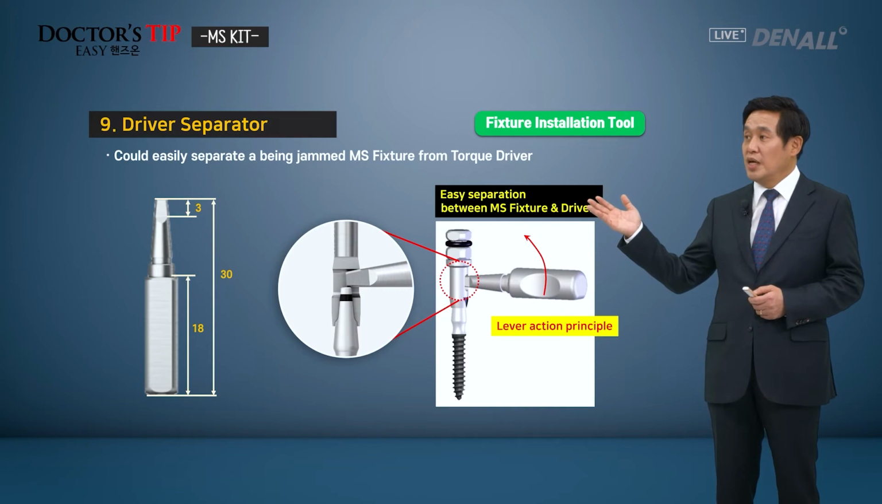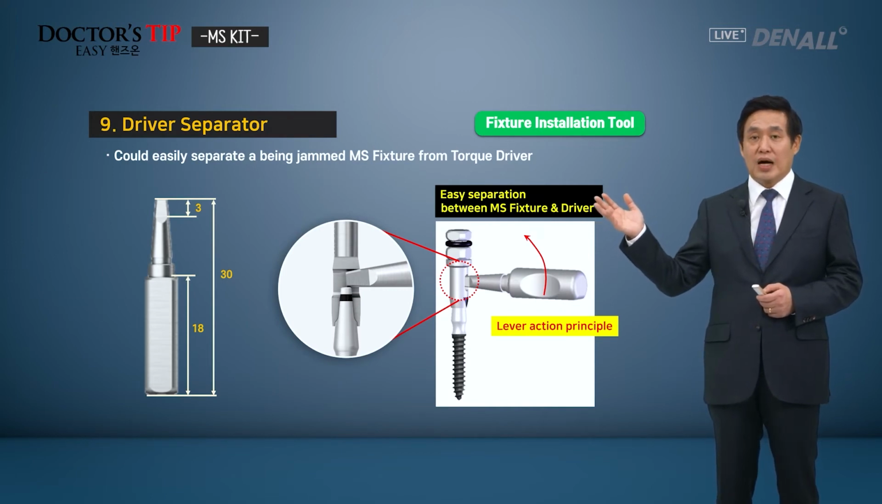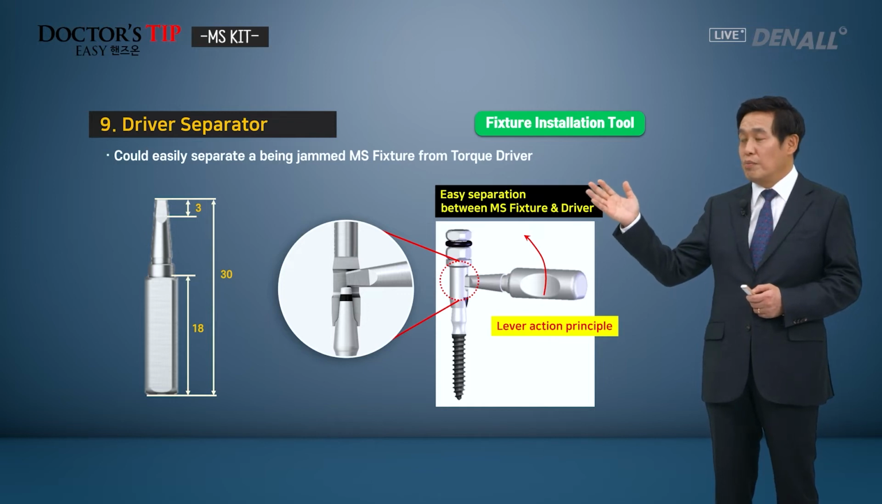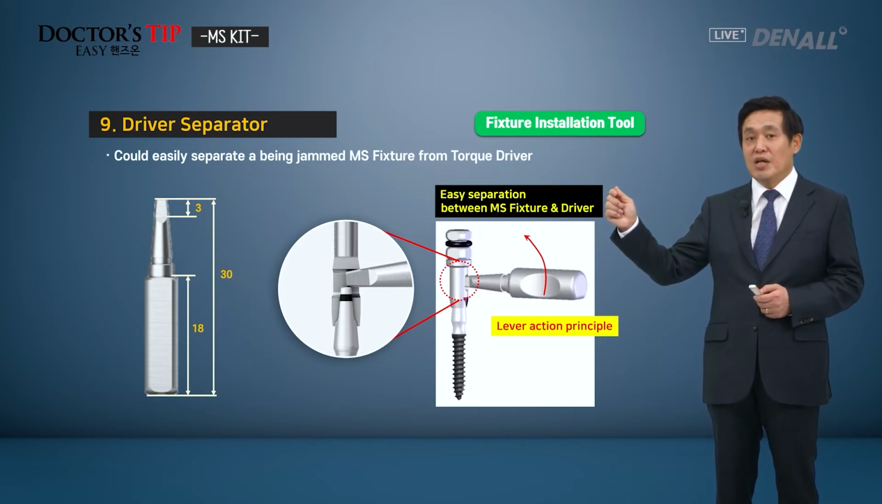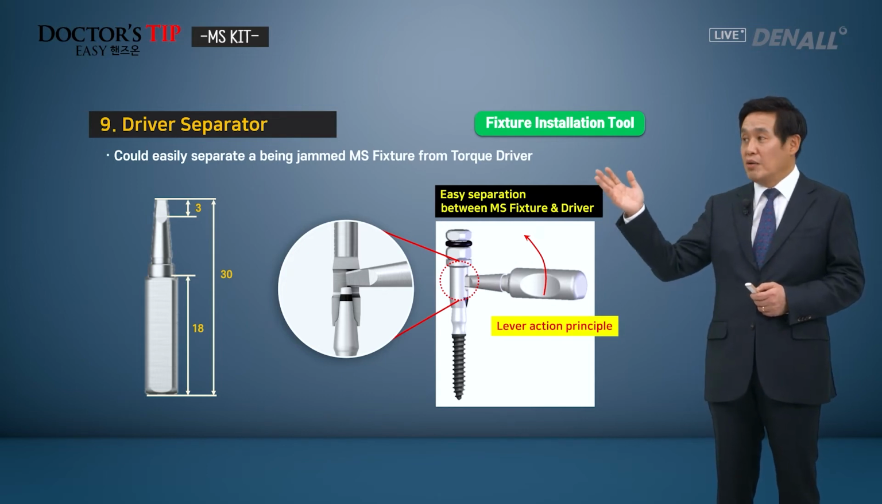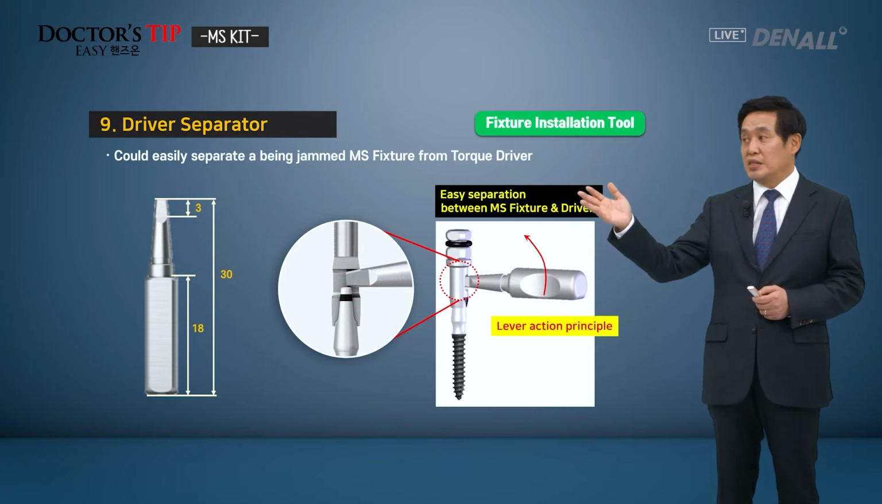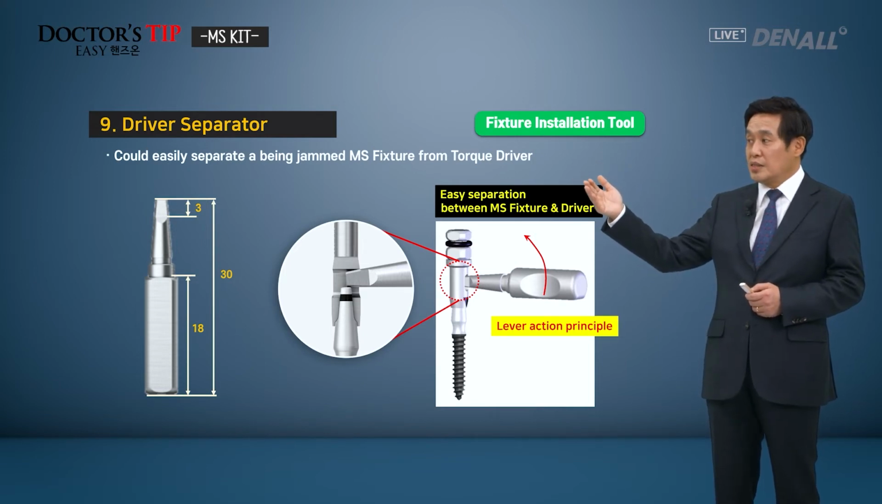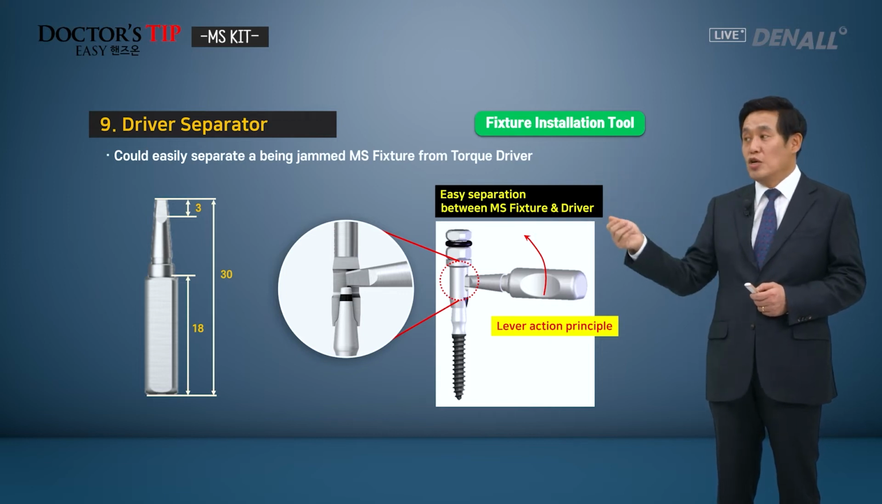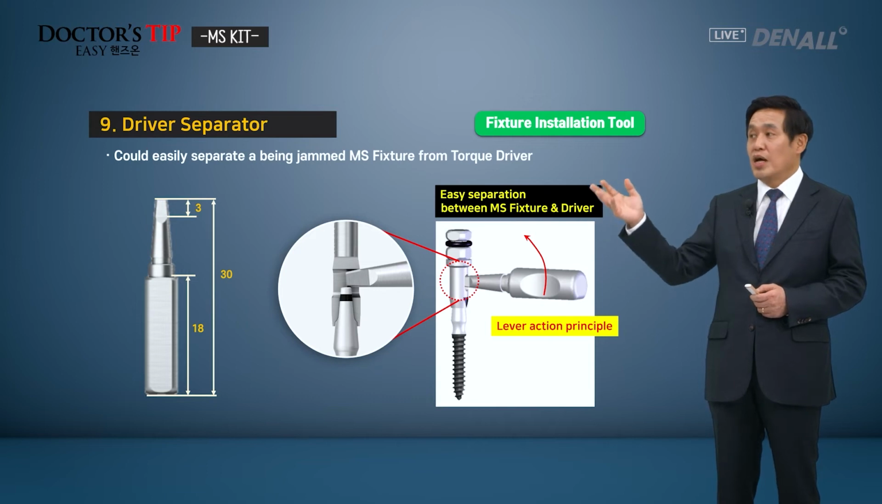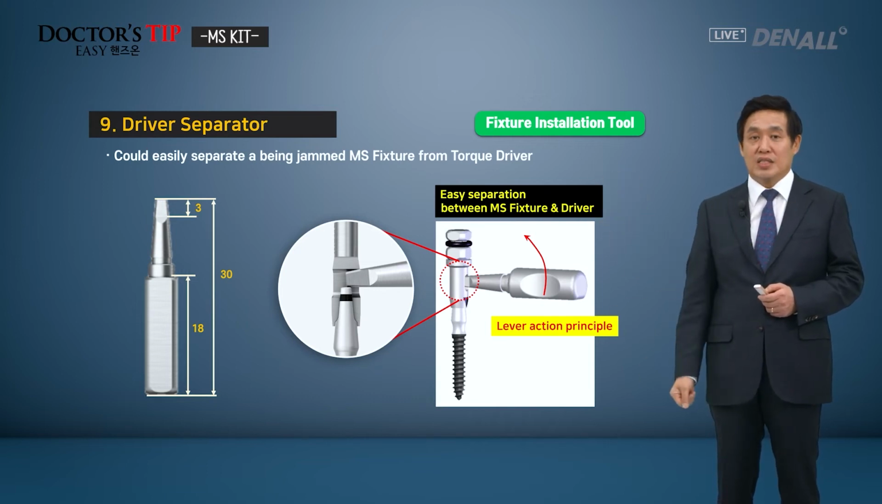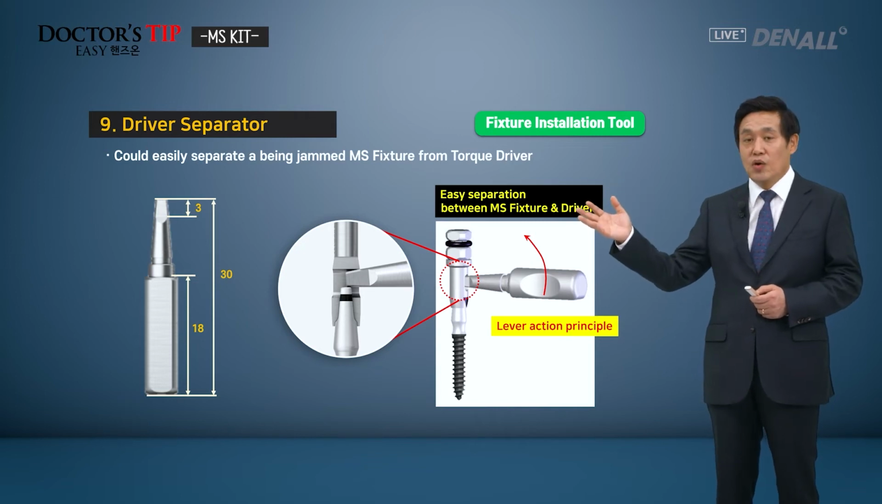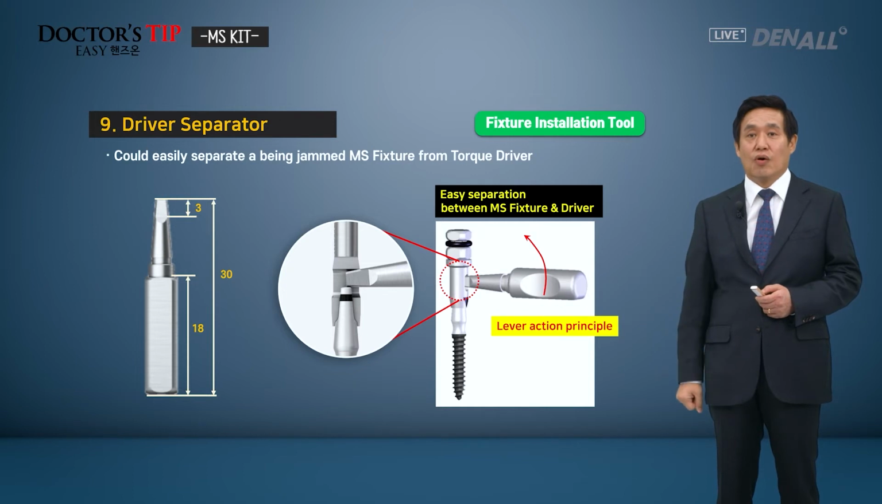And as I said before, just in case, because it's a one body implant, if you have excessive torque, then with the one body implant in the torque driver, there could be jamming. And in case you have jamming, if you try to forcefully take it out, the one body implant's initial stability can be broken. So we have a special tool, a separator. If you have jamming, you just put it in and take it out using the lever action principle, then very easily the fixture and driver can be separated. So that's how it's designed. So even if there's jamming, it's very safe and doesn't hurt fixture stability.